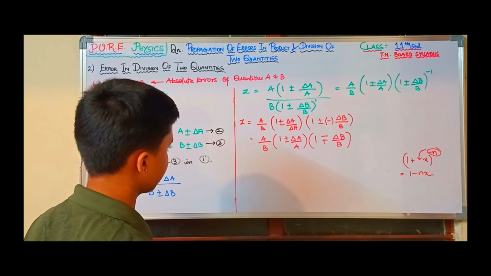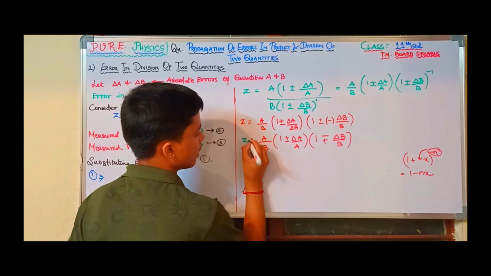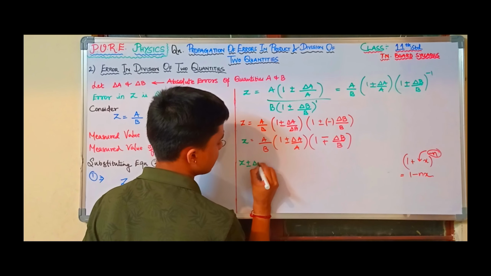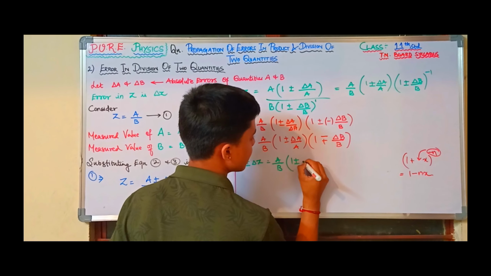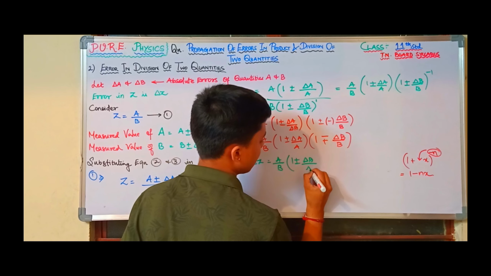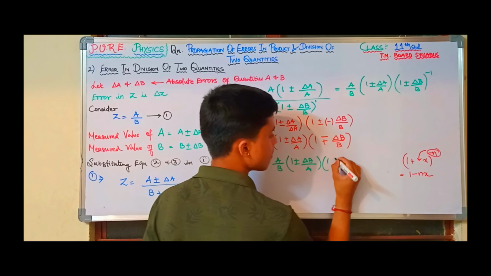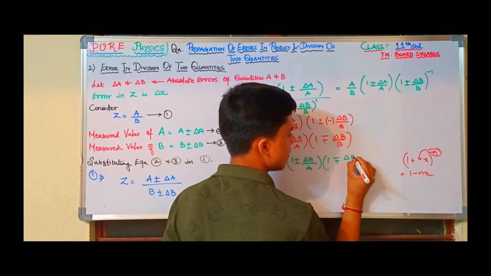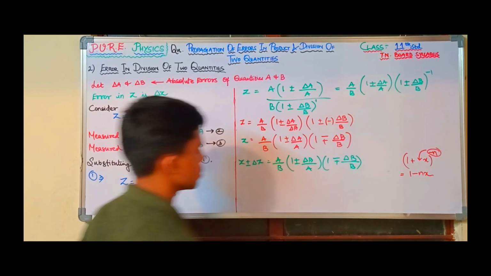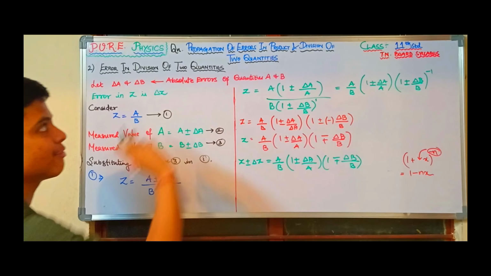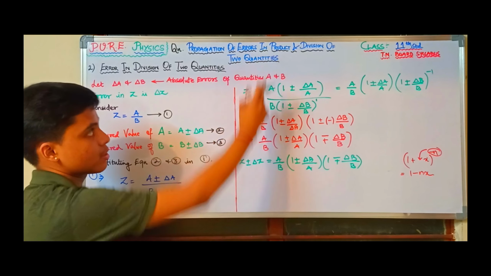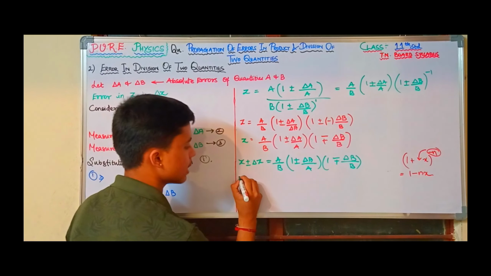So this will become z plus or minus delta z is equal to a by b into 1 plus or minus delta a by a into 1 minus plus delta b by b. Now I'm going to divide both the sides by z, as we did for the first topic, which is propagation of error in the product.